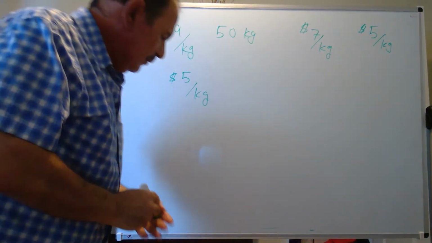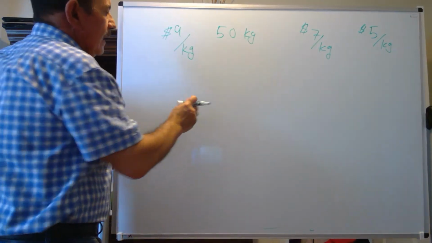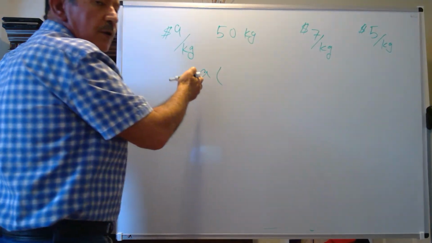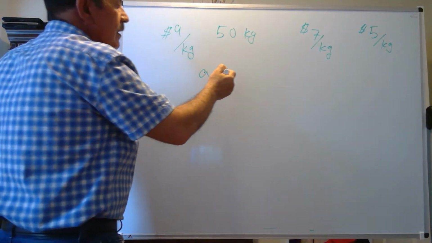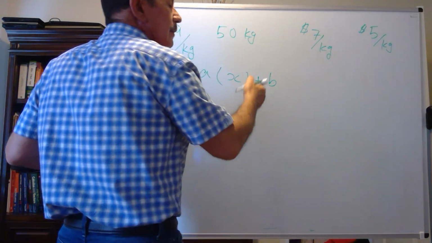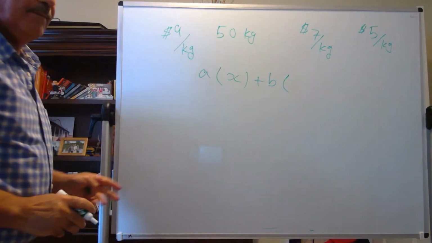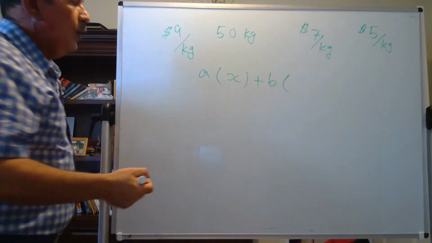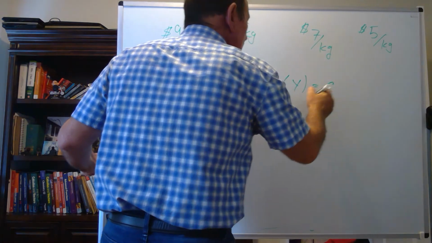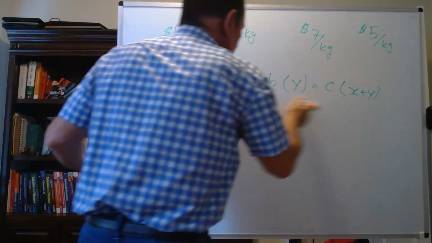And this was, if you remember, the formula. A value or percent or dollar per kilogram of X amount, if I mix it with B dollars per kilogram or percent or whatever with Y amount, it will give me C of X plus Y. This is the general formula that I have.